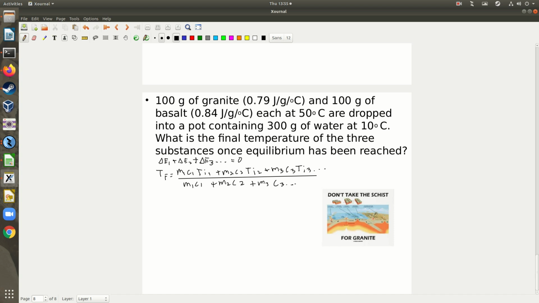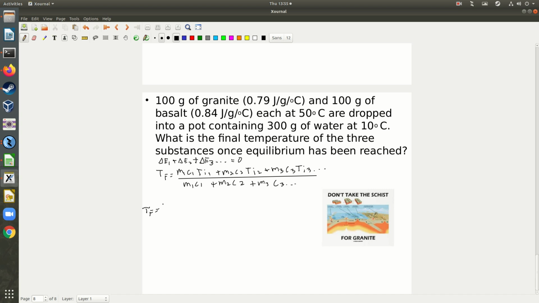I only need 3 substances because I don't want to do 5. I mean, as you can see, it's going to get quite tedious. I'm just trying to illustrate a point that we can do more than just 2 objects with this. So let's plug in and go to town on this bad boy.